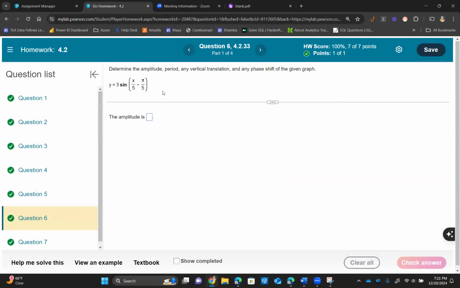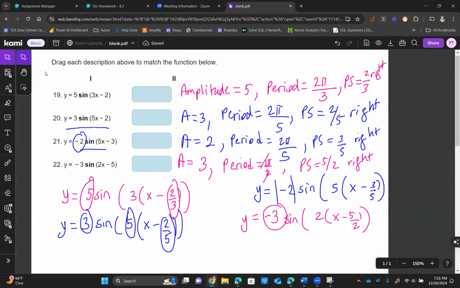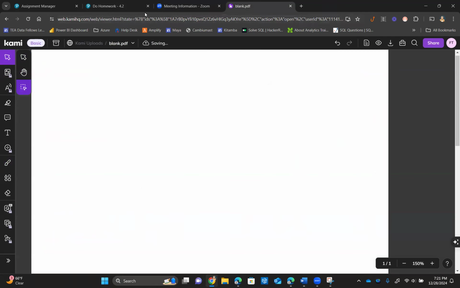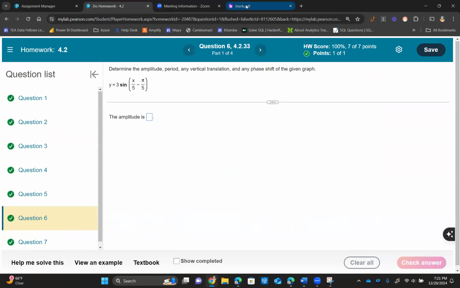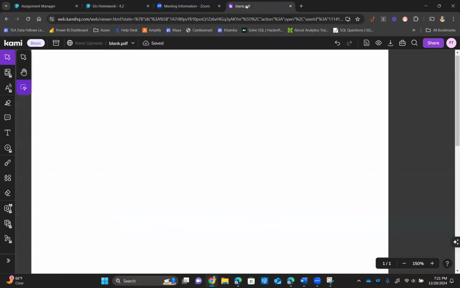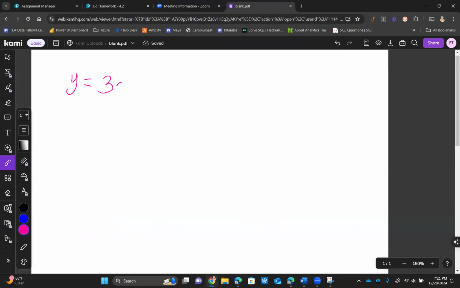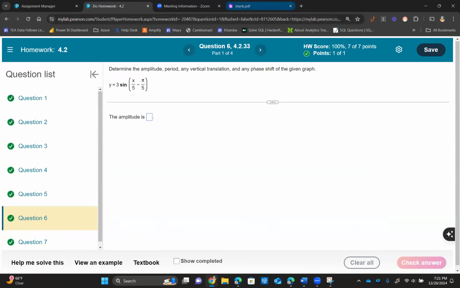So very similar question here, but this one is different than the previous one because x is not alone. So we have to factor 1 over 5 from the parentheses. So when I see this question here, I am going to just open some room here. And then I am going to type the question they gave me. Y is equal to 3 sine of x over 5 minus pi over 5.